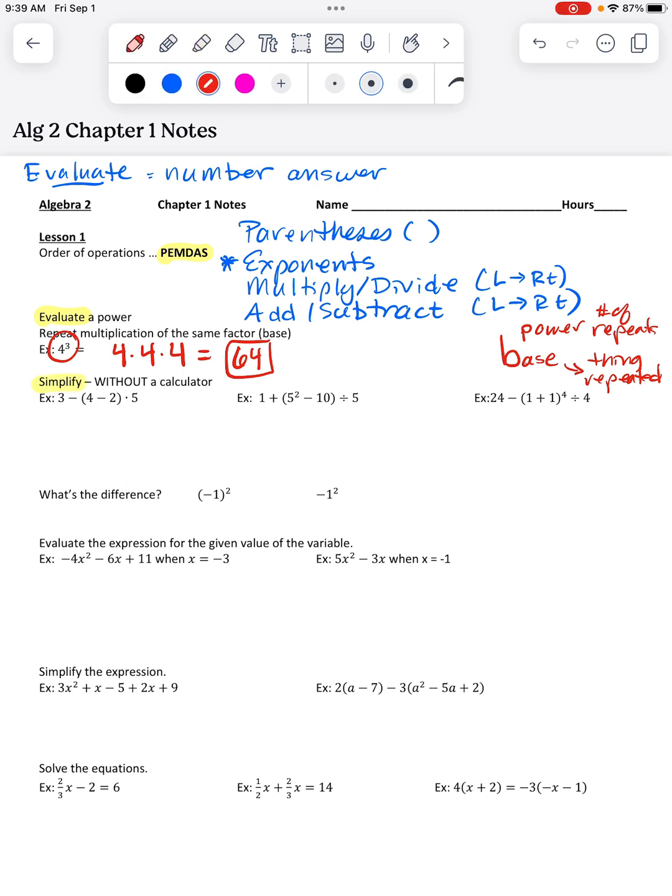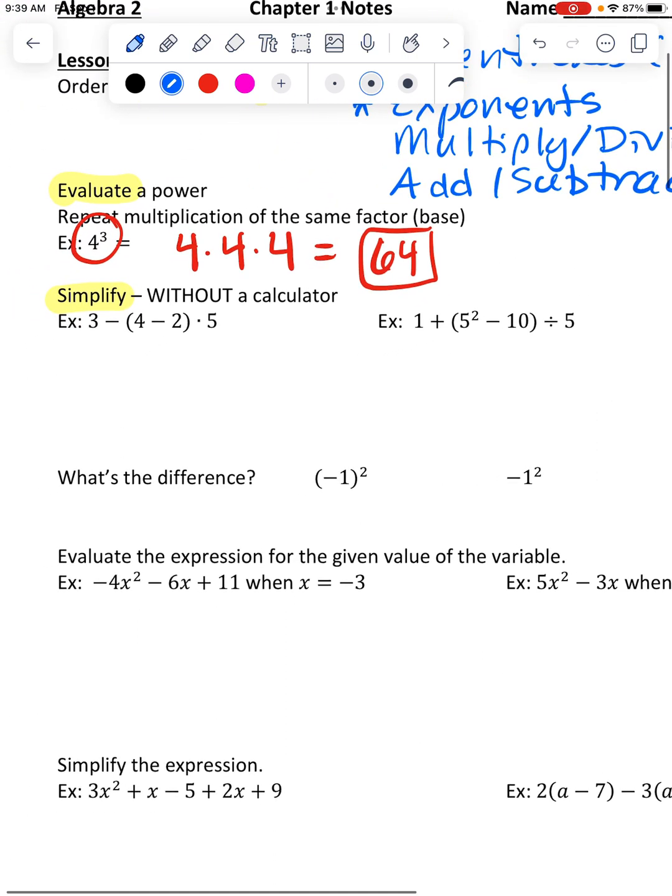Next, we see another math verb, simplify. Now, simplify just means exactly that. Get it as simplified, or minimalize it as much as you can. That can mean a bunch of different things. Right now, you'll see there's no variables in here. It's all just numbers. So we're simply going to be using the rules of PEMDAS to get that down to one number. So I'm going to go ahead and do my parentheses first. So I just ignore everything else. So 4 minus 2 becomes a 2 in here.